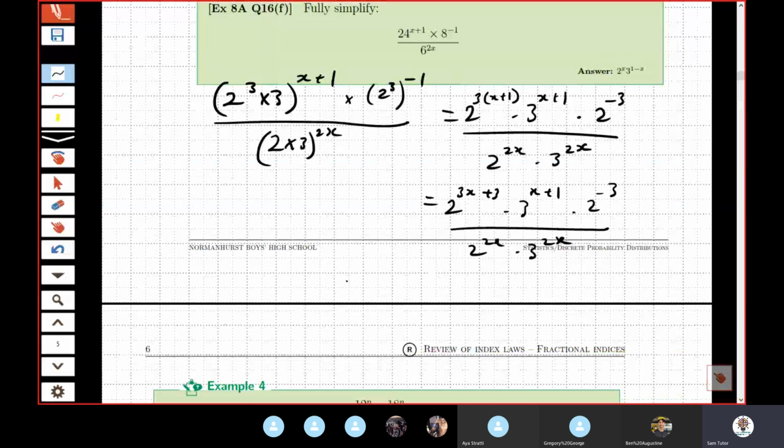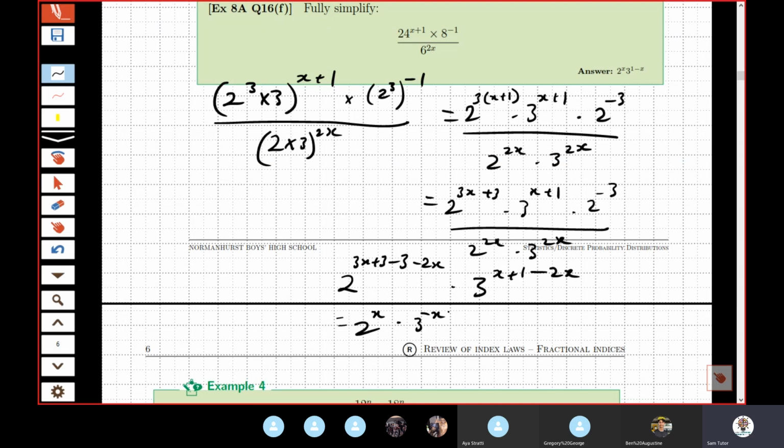So my 2's look like this: 2 to the power of 3x plus 3. These are multiplied, so I would add them. So then just plus minus 3, which is minus 3. This is divided, which means I would usually subtract indices that you divide, so minus 2x. 3 to the power of x plus 1 divided by 2x, which means minus 2x. And then your answer is 2 to the power of... 3x take away 2x is x. 3 take away 3 is gone. x take away 2x is negative x plus 1.